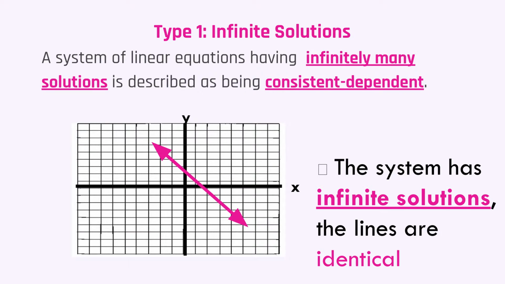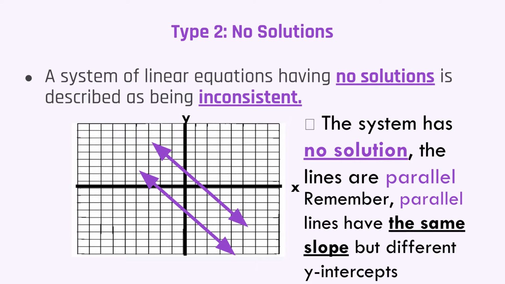The first type of system is infinite solutions. A system of linear equations having infinitely many solutions is described as being consistent dependent. So this system has infinite solutions because the lines are identical. You would only see one line when you graphed it because the lines are on top of each other, because they're the exact same line.